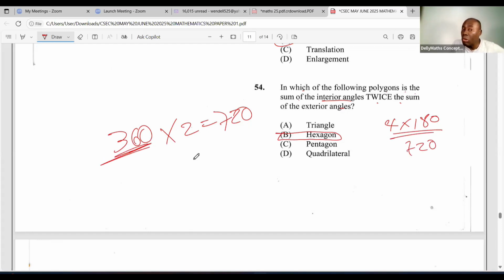So the key thing is, do you know about exterior angles? The hexagon does that. It has 6 sides. And they had a question like this, but it's not it.